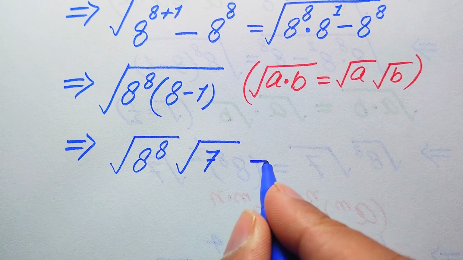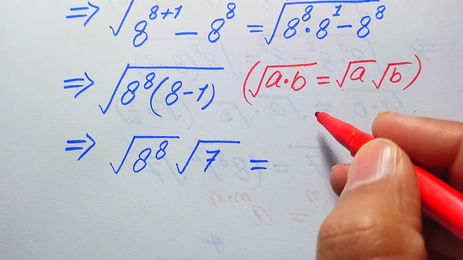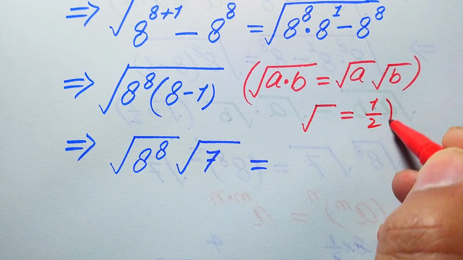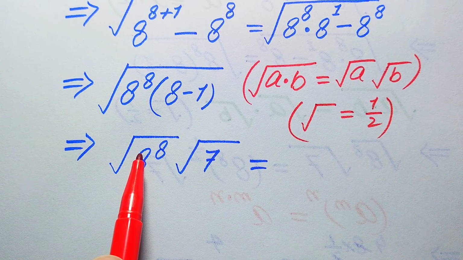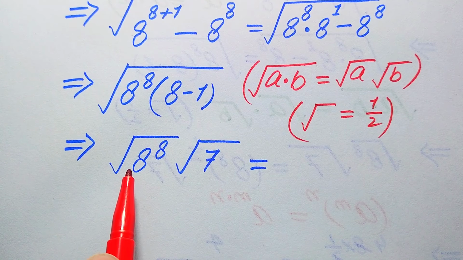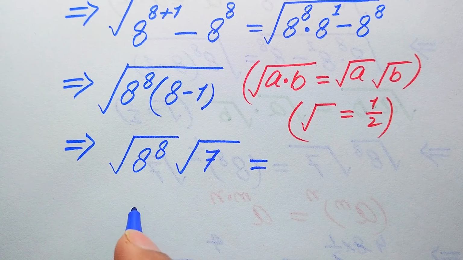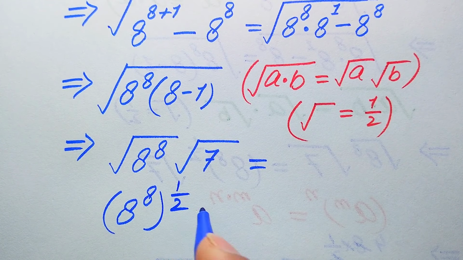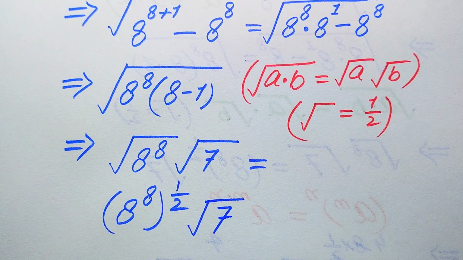Further, we also know that the square root is equal to the power of 1 over 2. According to this rule we write this radical expression in exponential form. We write it as a to the power of 8, and its whole power is 1 over 2, multiplied by the square root of 7.